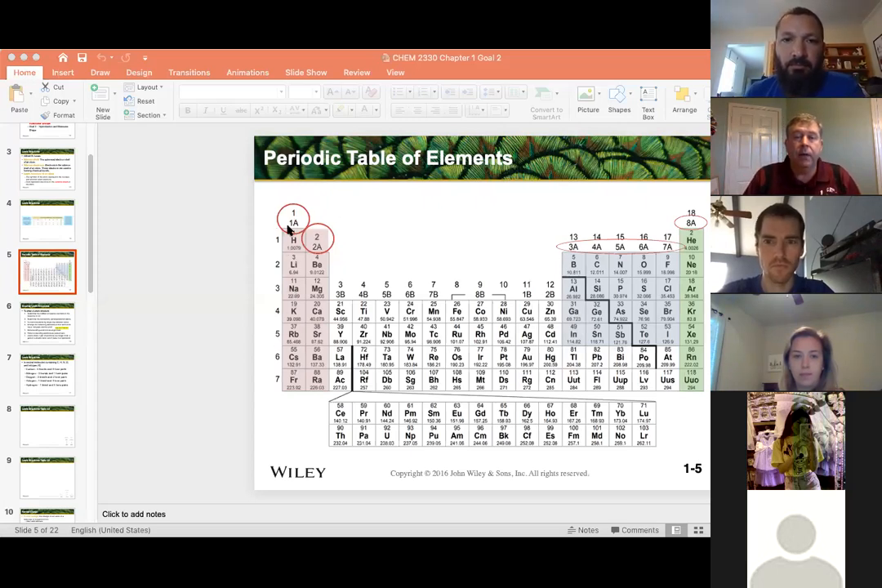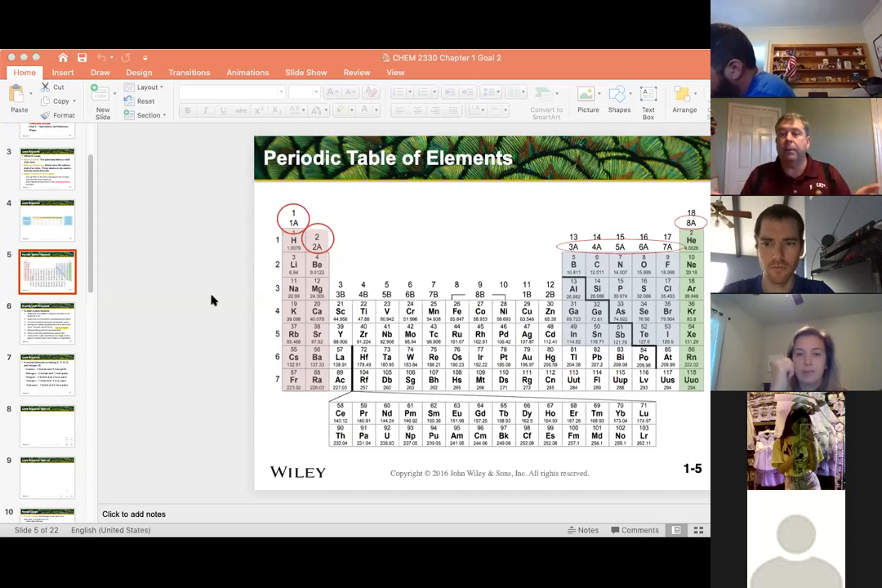Okay, so this A1 column, these all have 1 electron in their outer shell. This A2 column has 2 electrons in their outer shell, which means helium should really be over here. So we have 4 for carbon, 5 for nitrogen, and oxygen. So we don't have to memorize anything. We just need to know which element it is and where it is on the table, and we can use those.